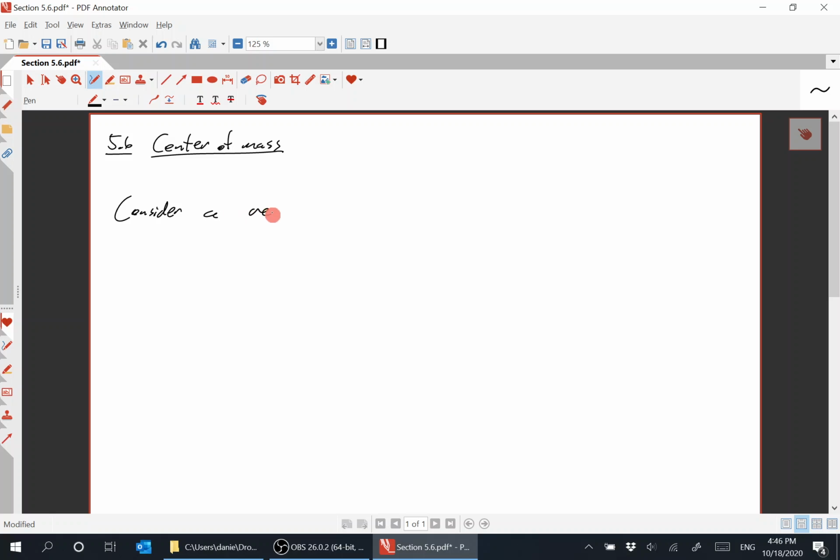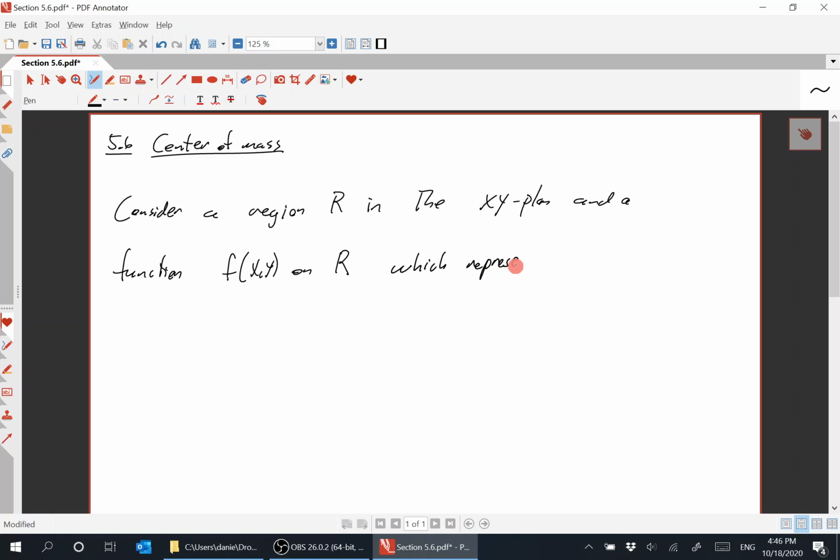Consider a region R in the xy plane and a function f(x,y) on R, which represents the density of R in units of mass per unit of area.